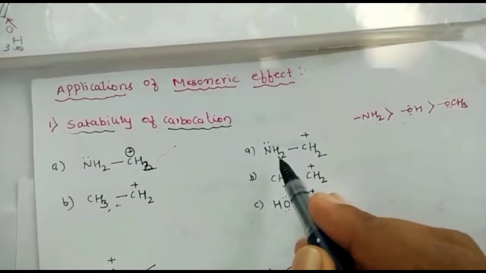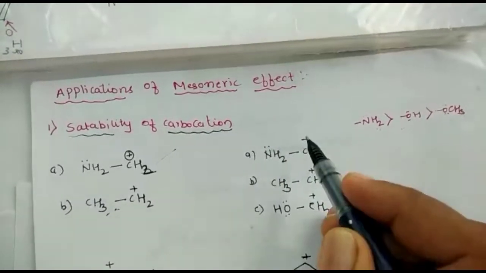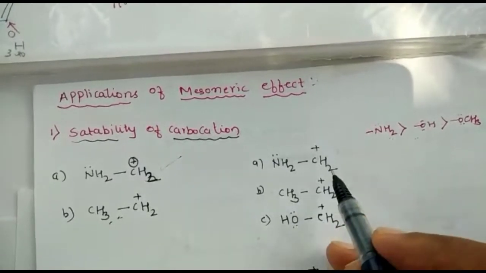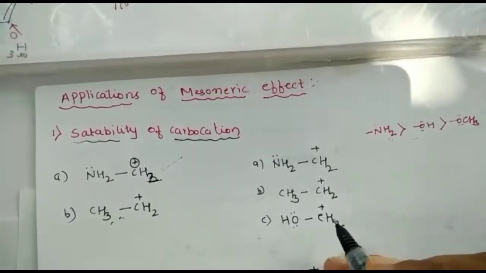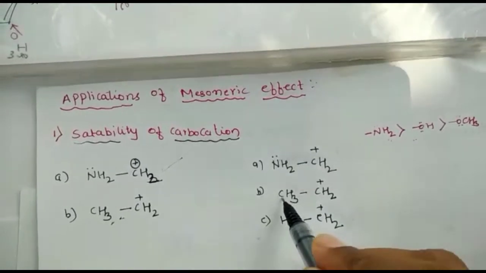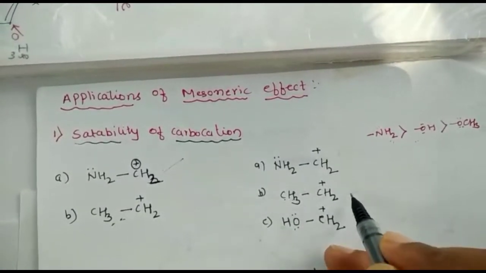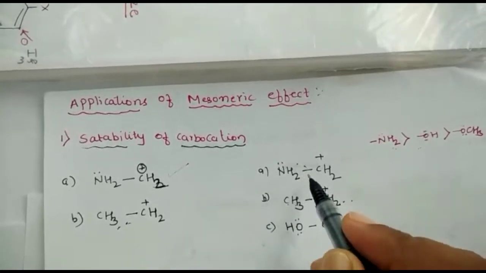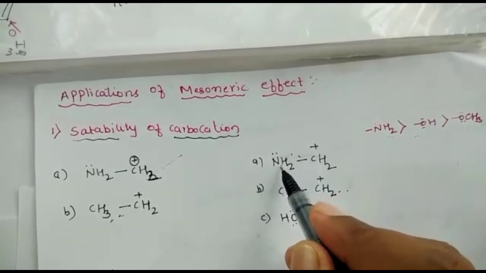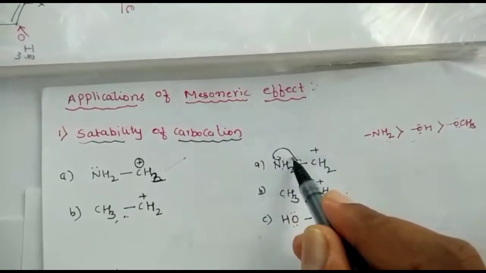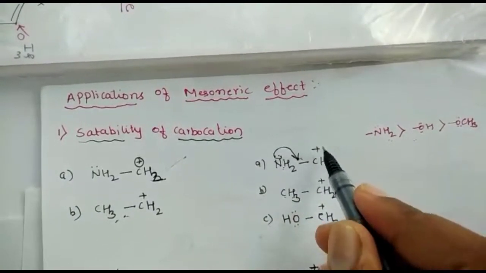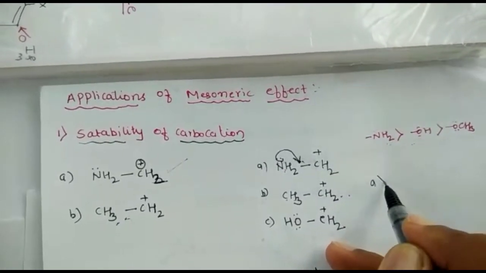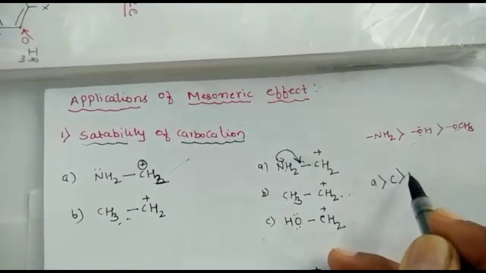Among these A, B, C, which one is the more stable carbocation? NH2CH2 plus, CH3CH2 plus, OHCH2 plus. Here, B will produce a positive inductive effect or hyperconjugation effect. A and C both will produce the mesomeric effect, but NH2 is the more donating group. It gives more electrons to stabilize the positive charge. So A is the more stable carbocation than C, and then B.